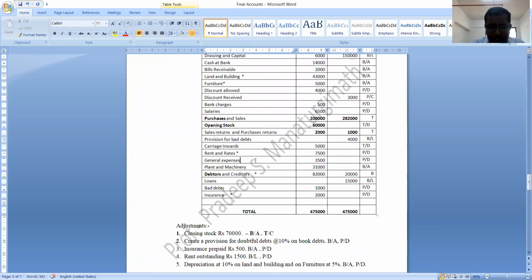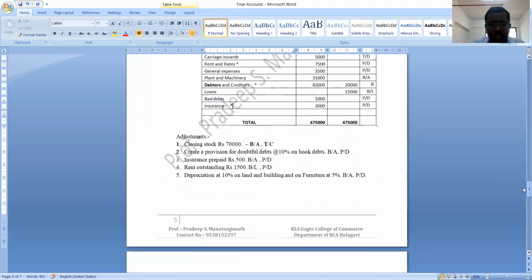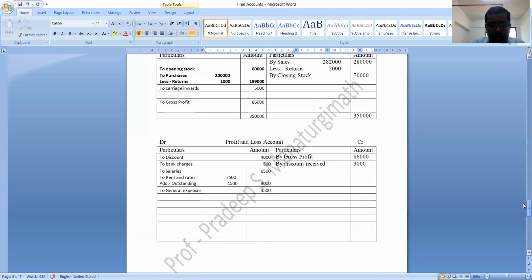Let us go through the next item that belongs to the profit and loss account. We are done with rent and rates, and general expenses. What is the next item? Here are the two items. One is bad debts and another one is insurance. And there is an adjustment on insurance. What is that adjustment? That is prepaid insurance. Insurance prepaid rupees 500. Both are going to appear on the debit side of the profit and loss account.